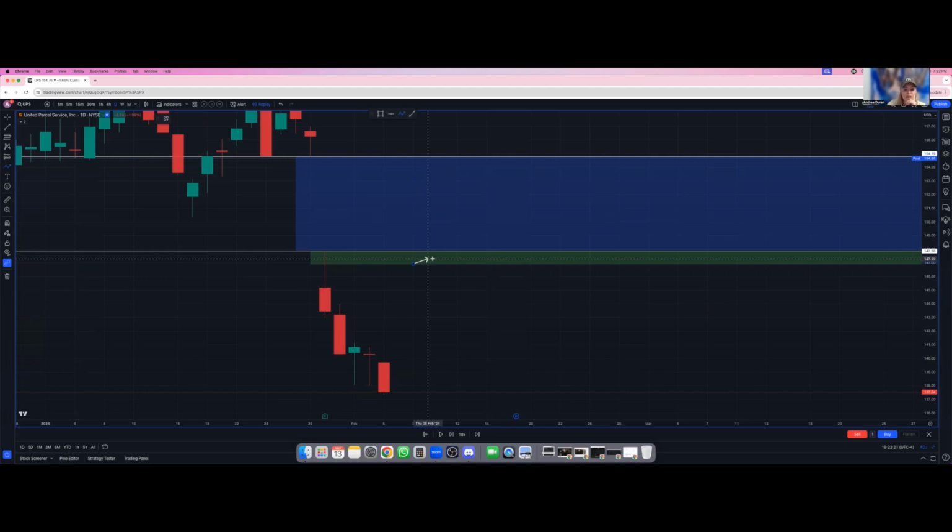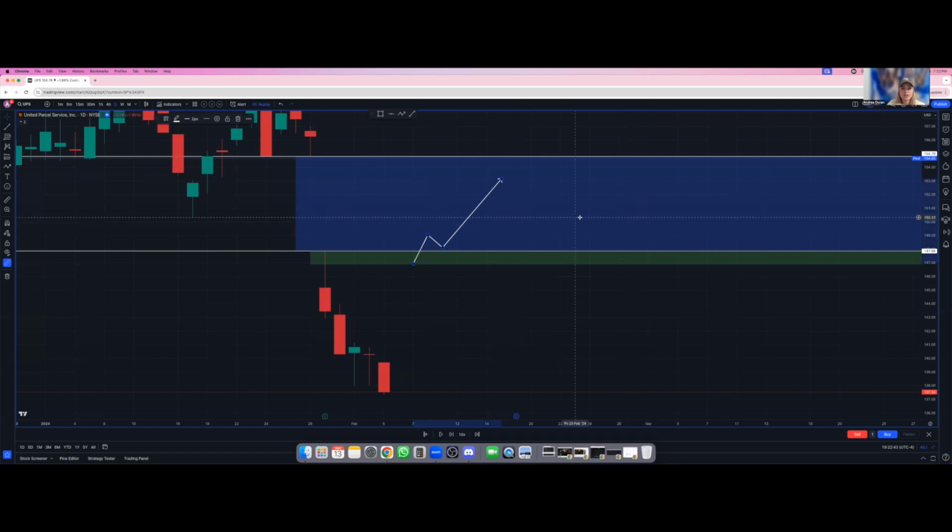And I wait until it breaks this resistance here. Pretty much the start of the gap is a resistance. And then I wait for either a consolidation for a few days at the gap or just a break and retest to play the upside.